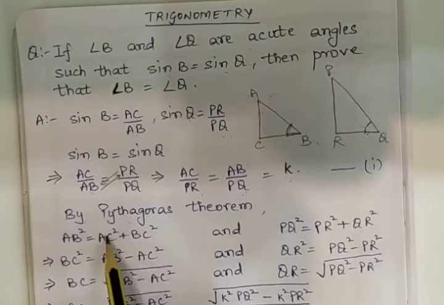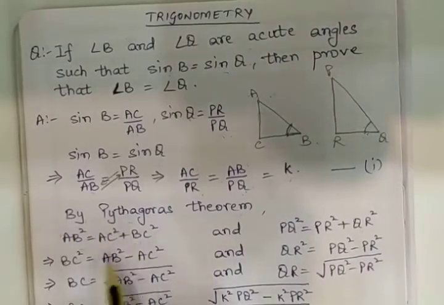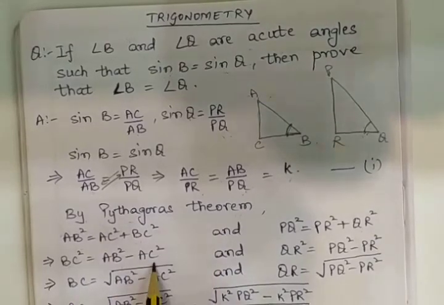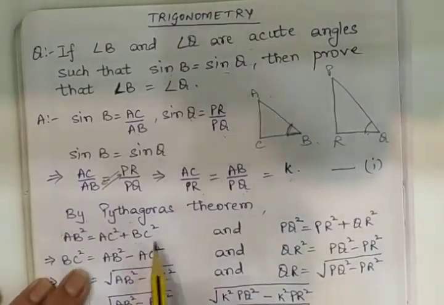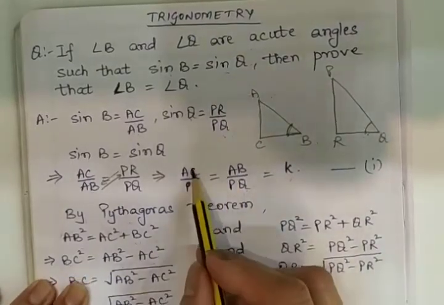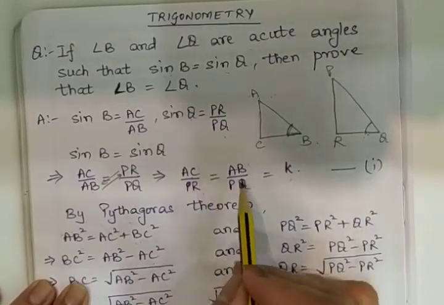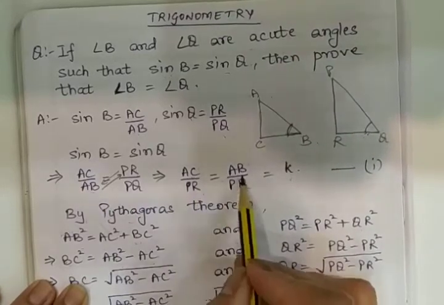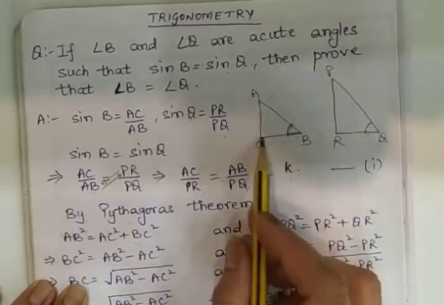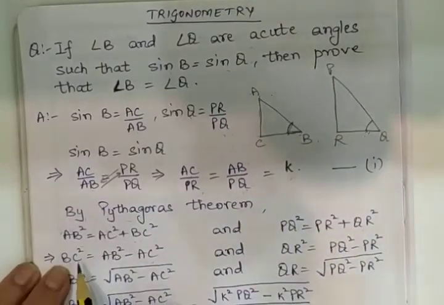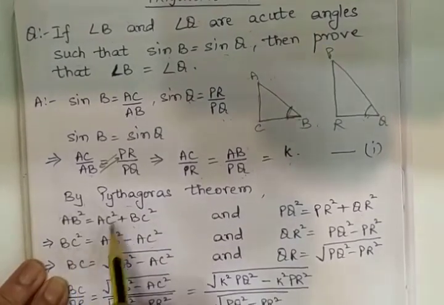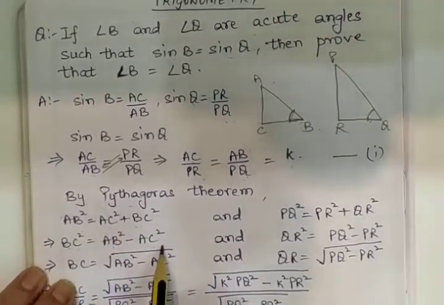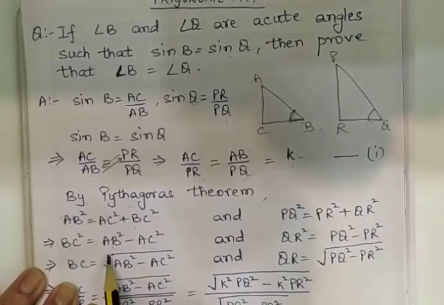Now let us take AC square to this side and it will become BC square is equal to AB square minus AC square. Why are we taking only AC square to this side? Because we have to find the value of BC. Why BC? Because over here AC we have got, AB we have got, and the other side that is left is BC. That's why we want the value of BC. So BC square will become AB square minus AC square, and BC will become equal to under root of AB square minus AC square.